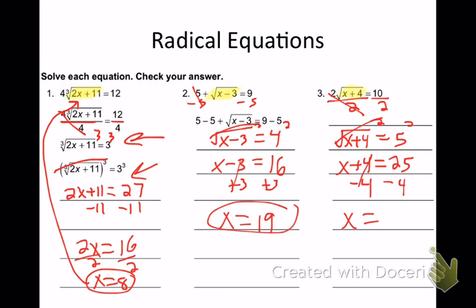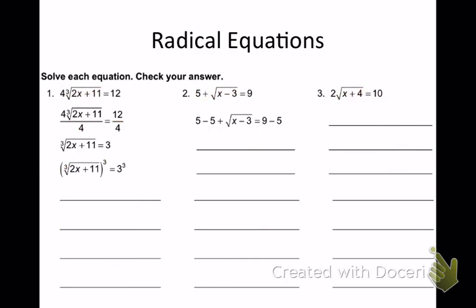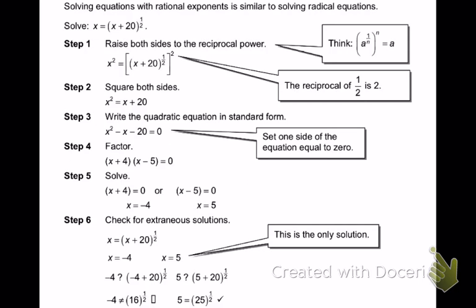And I get x equals 21. Wait, can you not switch it? And there we go. All right, so the next set of problems here. Now, this gets a little bit tough. This is about as tough as it's going to get today. You can solve equations with rational exponents similar to solving radical equations.